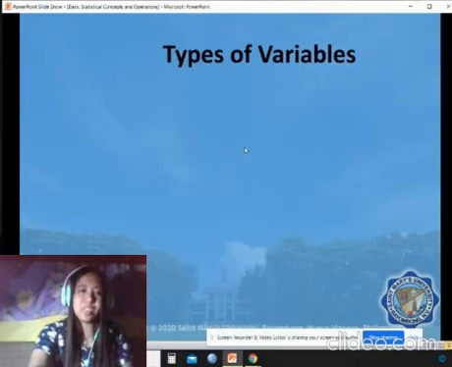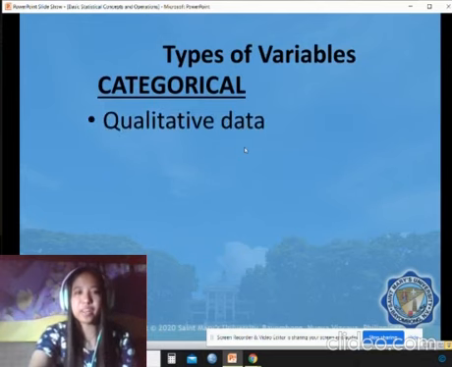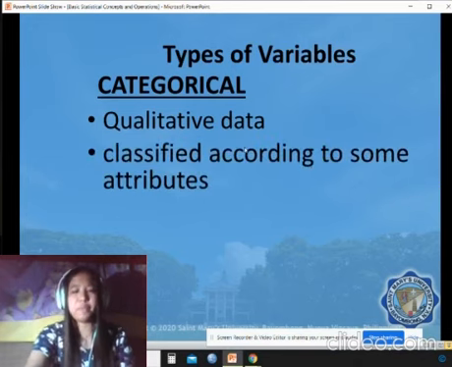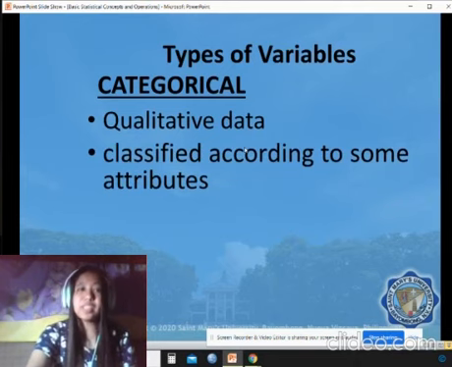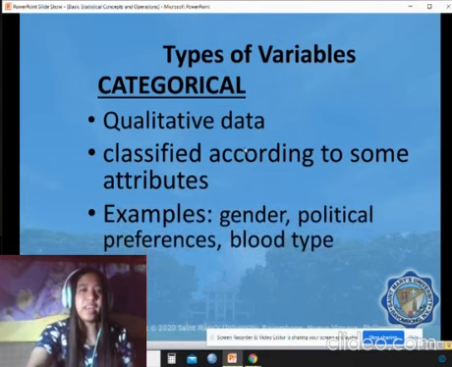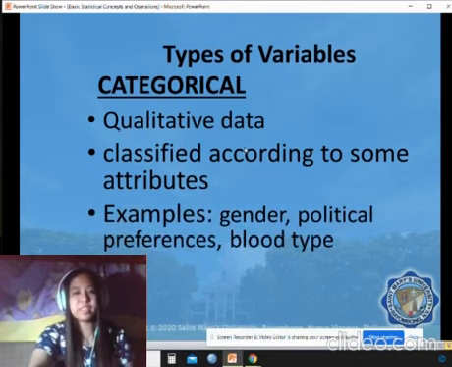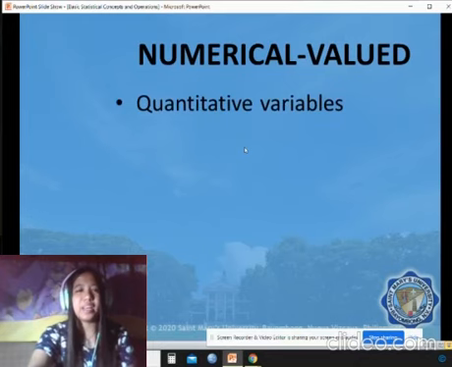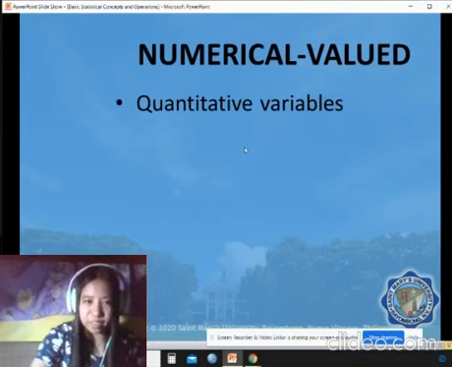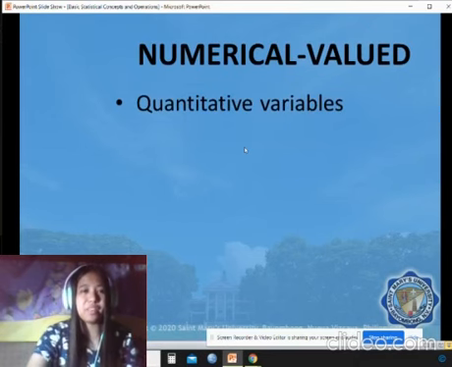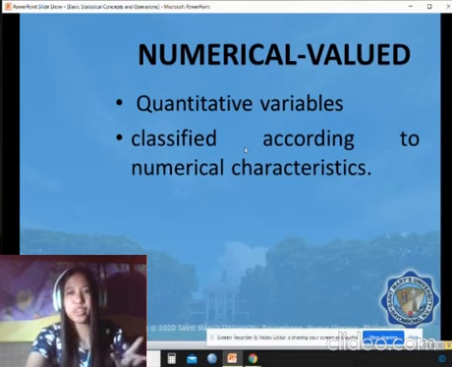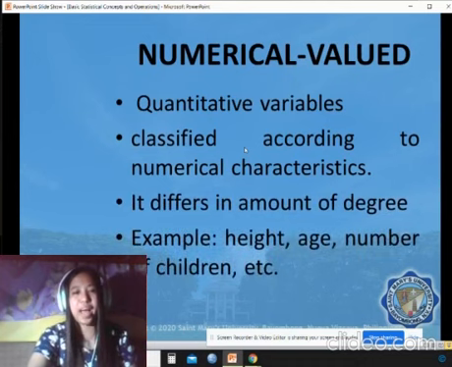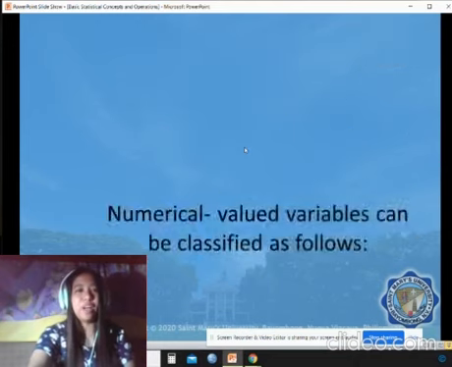Okay, now let's also consider the types of variables. So we have categorical. Other than categorical, we also call it qualitative data. Maybe you are more familiar with qualitative data. So it is classified according to some attributes. And examples are gender, political preferences, and blood type. While numerical valued is another type of variable, or sometimes it's called quantitative variable, which you are again more familiar with. So it is classified according to numerical characteristics. So it differs in amount or degrees. So we have height, age, number of children, and others.